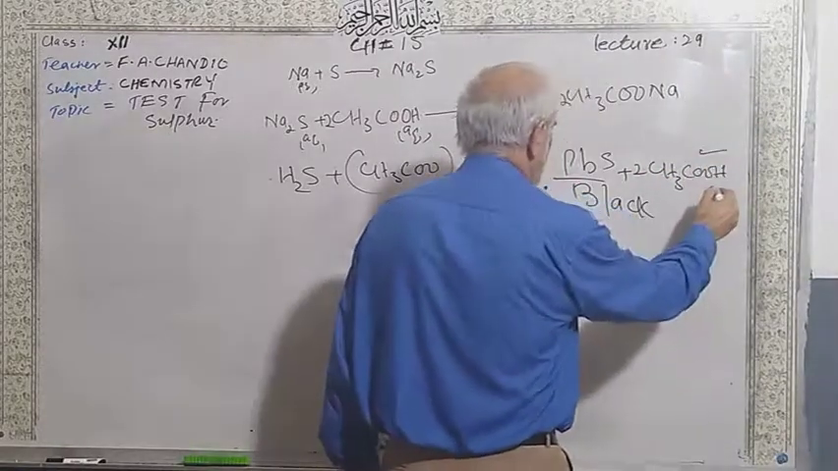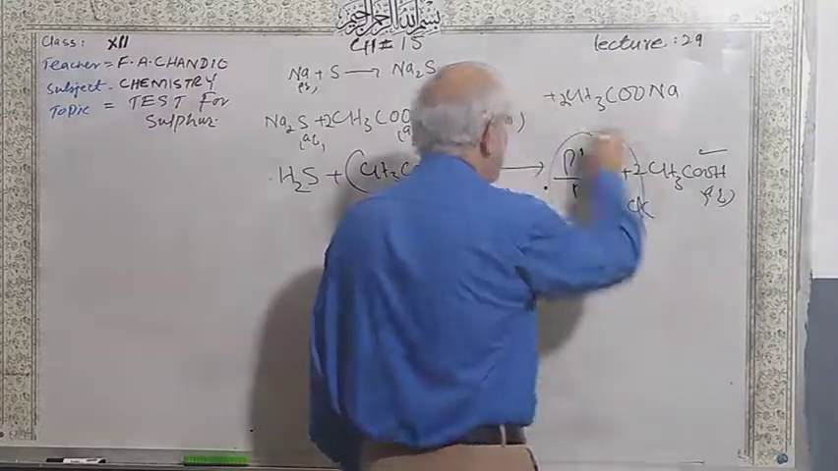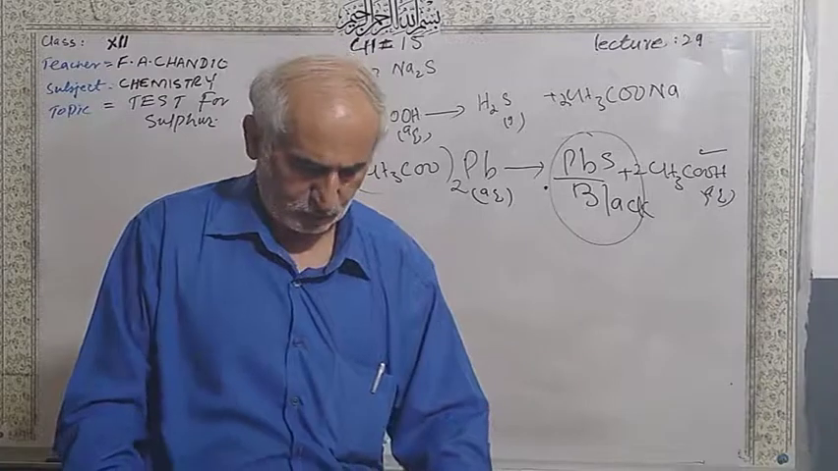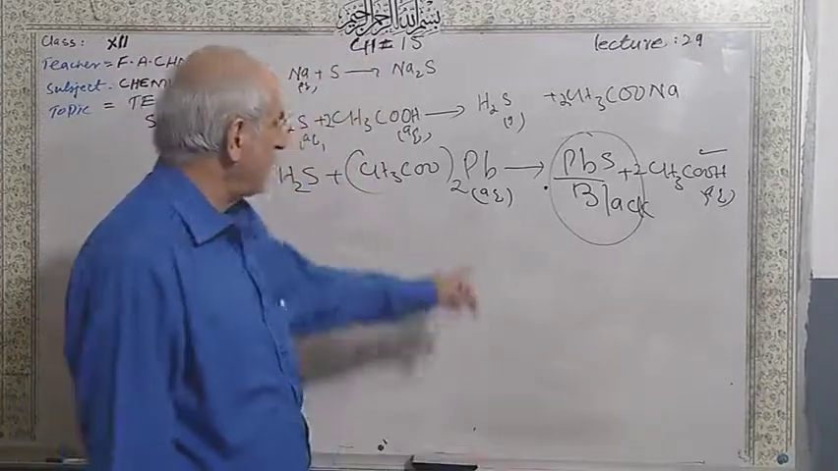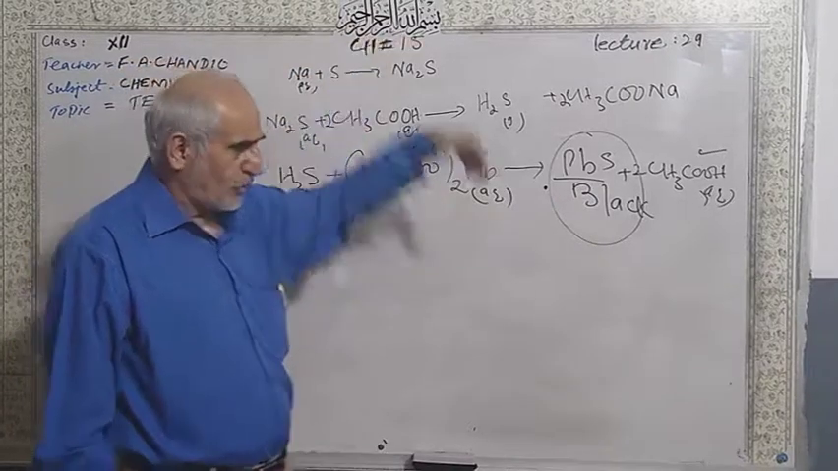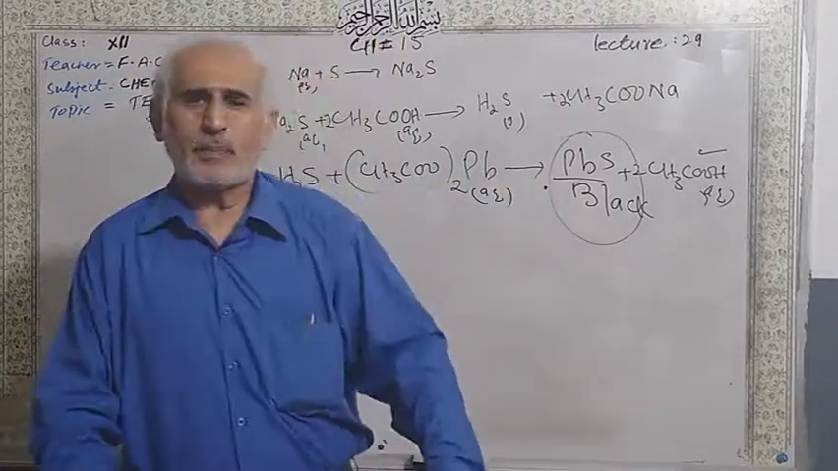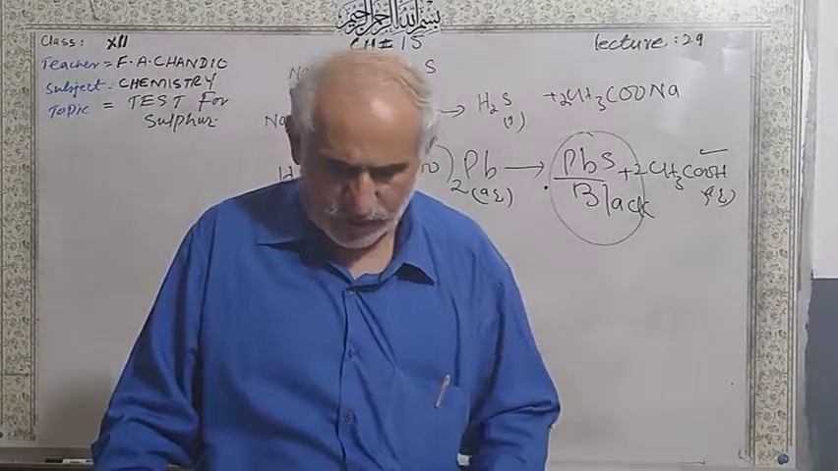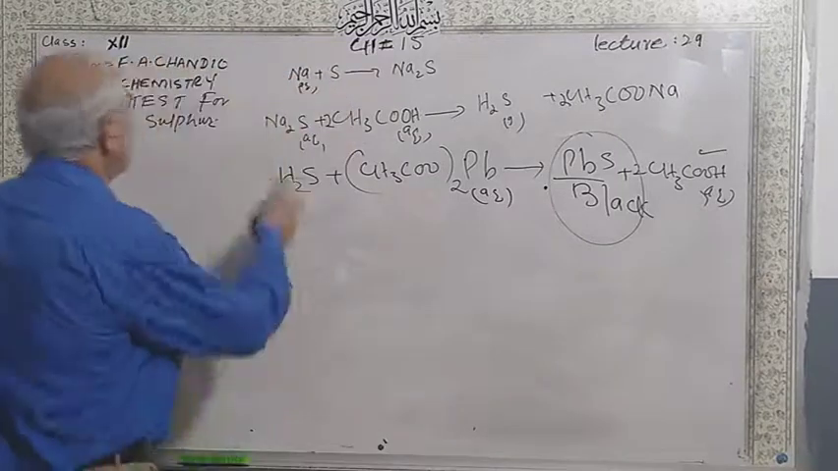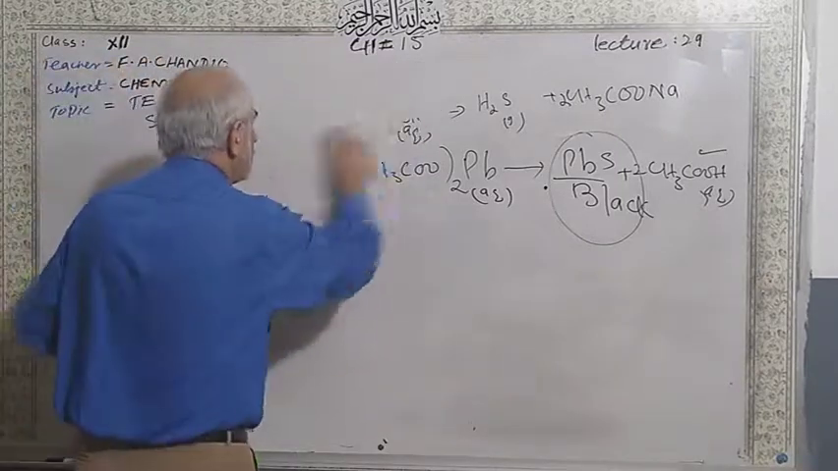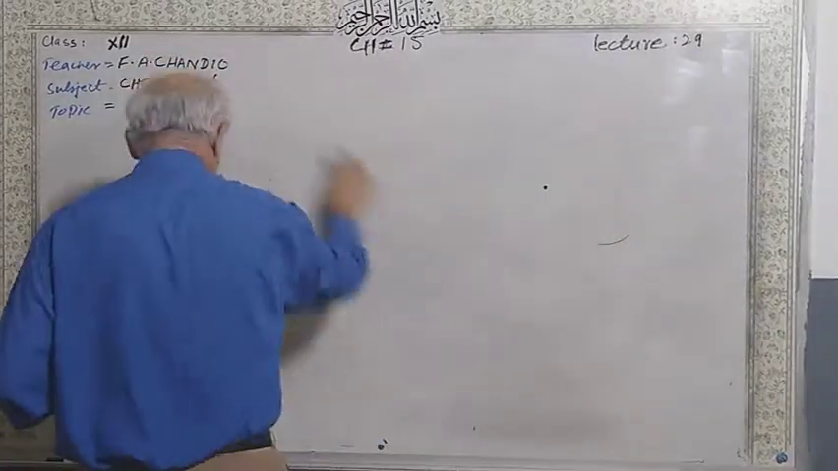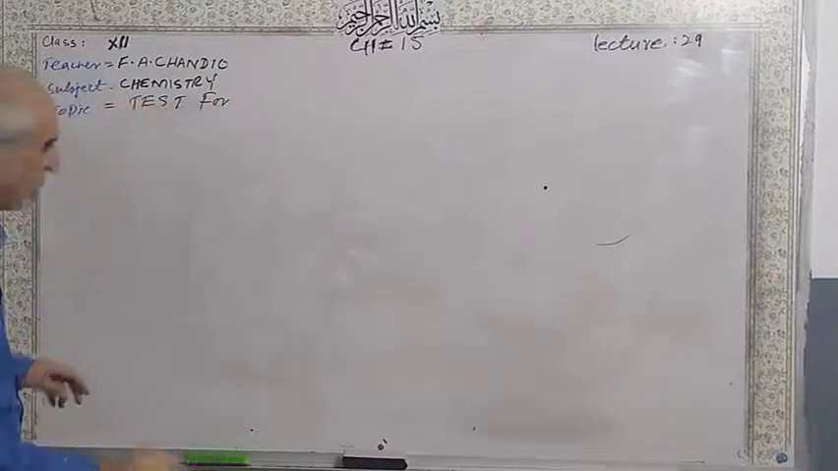So this black color indicates that sulfur is present. Black precipitate. If you add aqueous lead acetate, or if you dip the lead acetate paper, it turns black. So this is the test for the sulfur. Now, test for halogens.